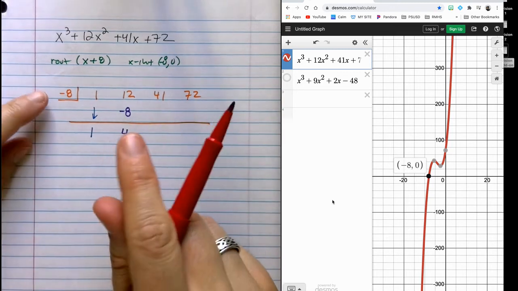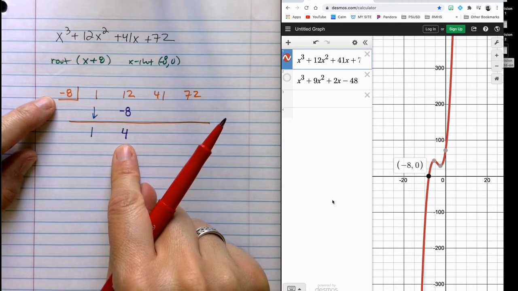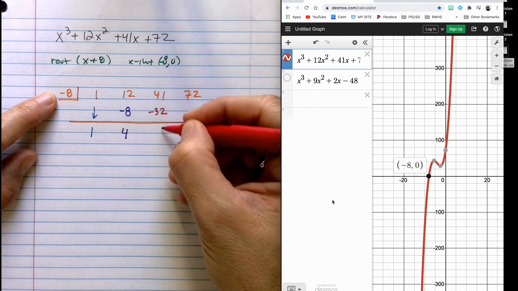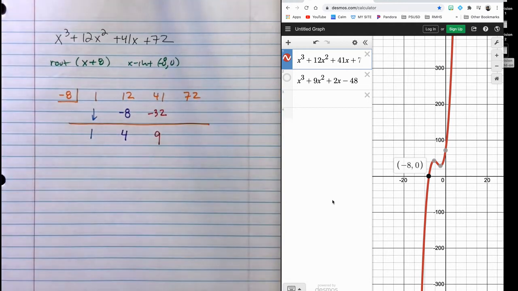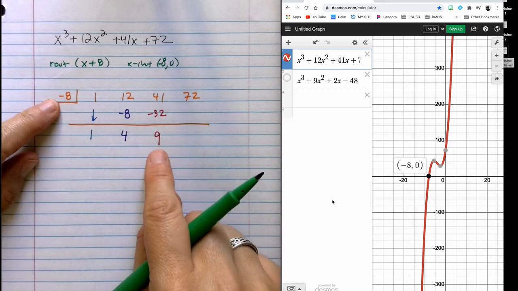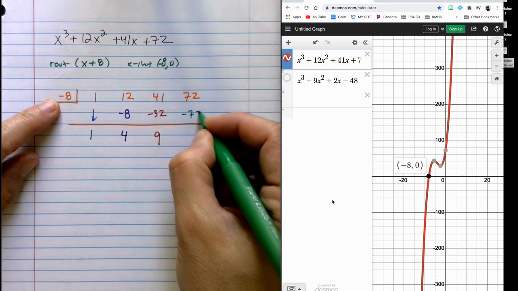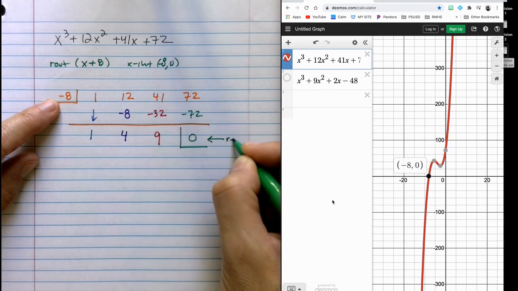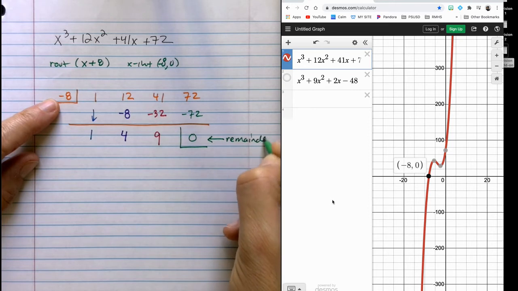Repeat the process again, but except do it with the number we just got. So -8 times 4 is -32. Now add straight down. Repeat the process again, but now with the new number 9. -8 times 9 is -72. Add straight down. This last box will always be your remainder.